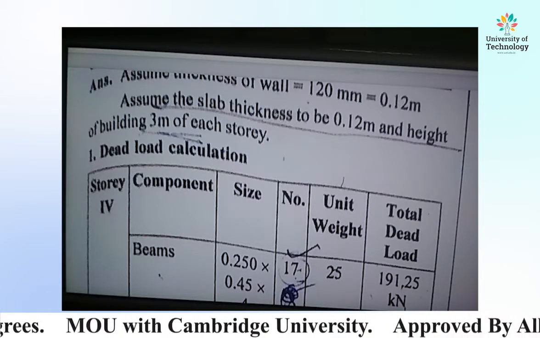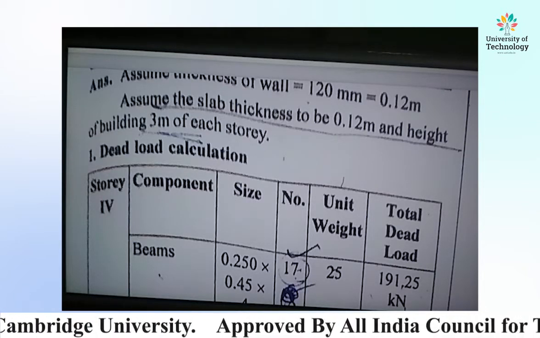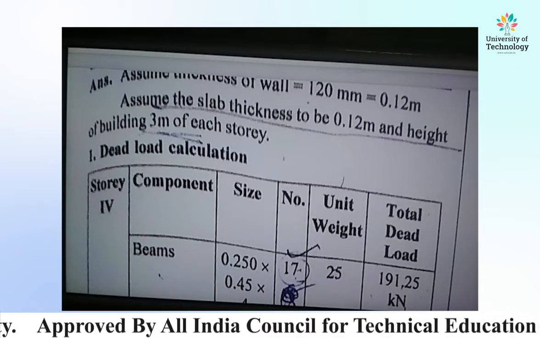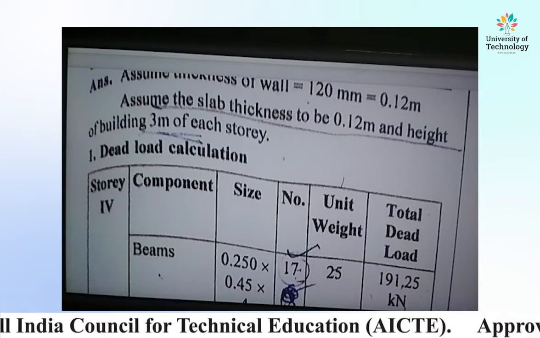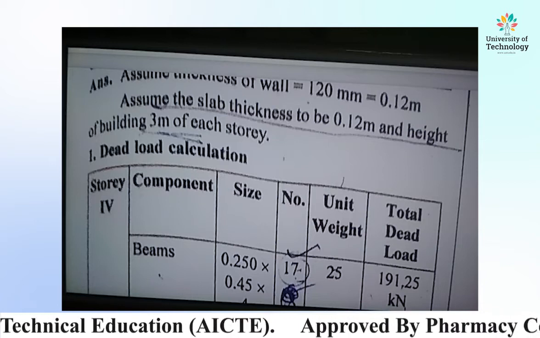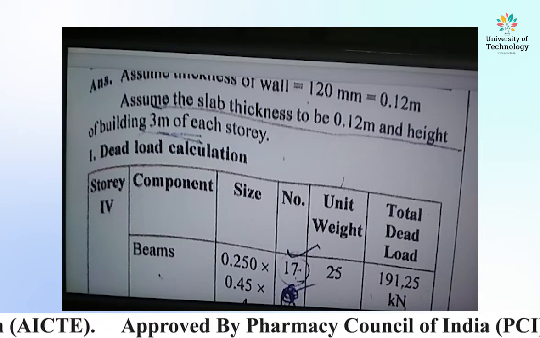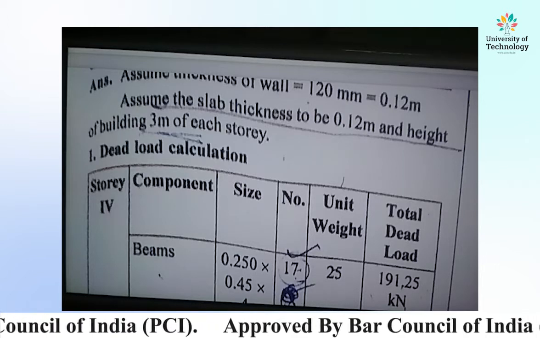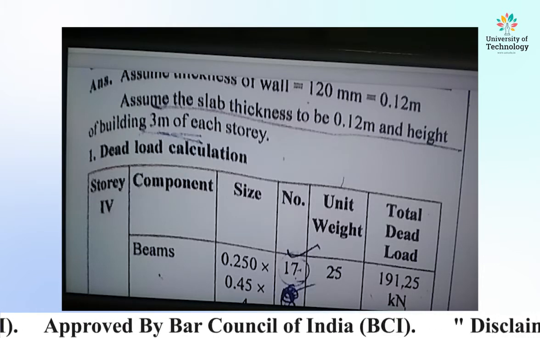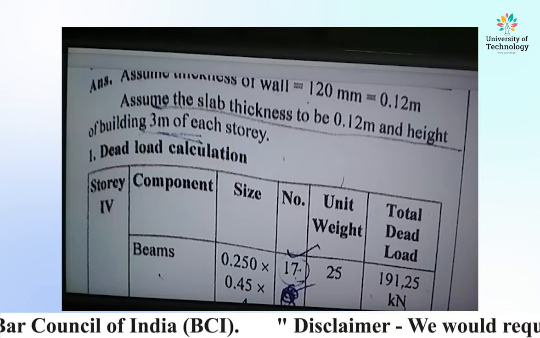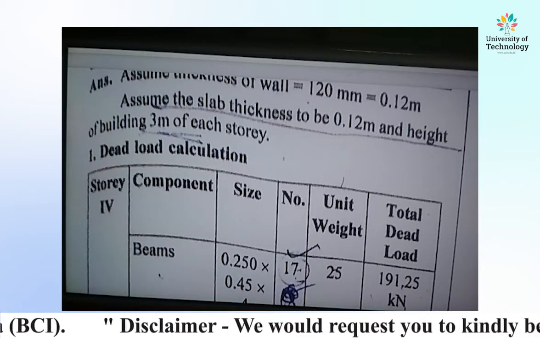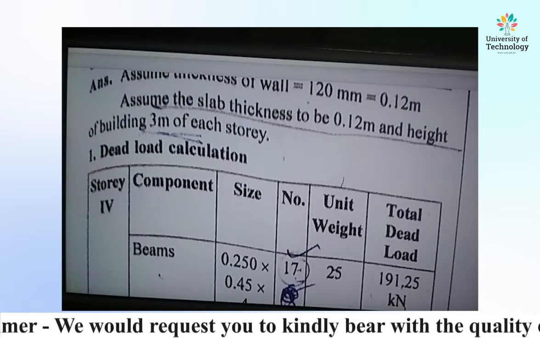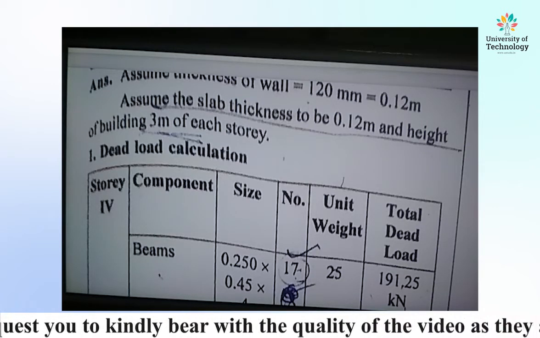So we move towards a tabular format, in which the first column is story, the second column is components, then size, number of units, unit weight and total dead load. In the calculation we move first of all to the fourth story.